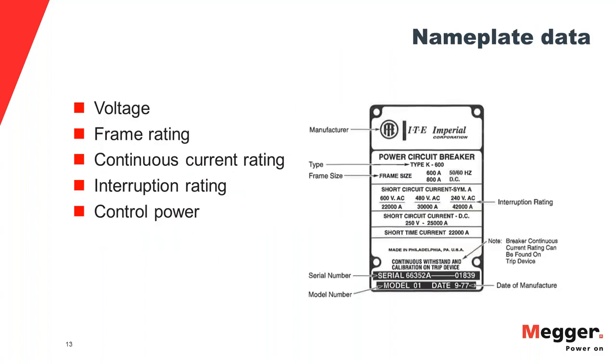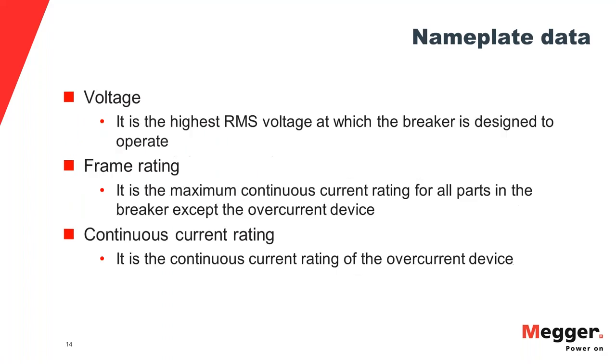When you test the circuit breaker, you will look at the nameplate and you may see some terms that you may not be familiar with. Let's get familiar with some of the terms that you would come across while testing a low voltage power circuit breaker. So this is what the nameplate looks like. You would see voltage. Voltage is the highest RMS voltage at which the breaker is designed to operate.